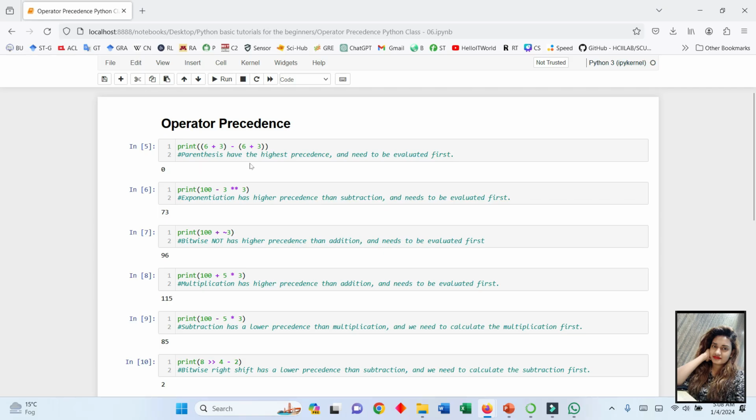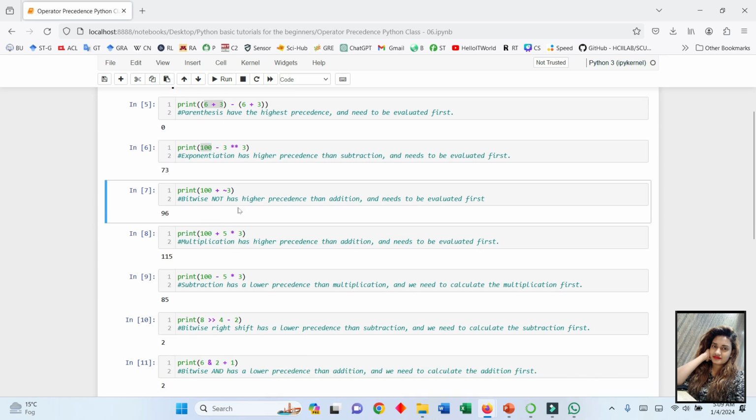First of all, parentheses have the highest precedence and need to be evaluated first. That means the parentheses sign works first. So 6 plus 3 is 9, minus (6 plus 3), which is 9, so the result is 0. The next is exponentiation, which has a higher precedence than subtraction and needs to be evaluated first. So we have to do the exponent first, then the subtraction from 100. The result will be 73.